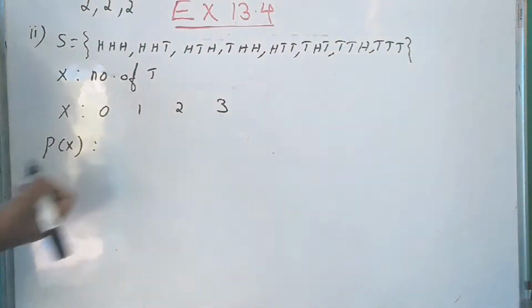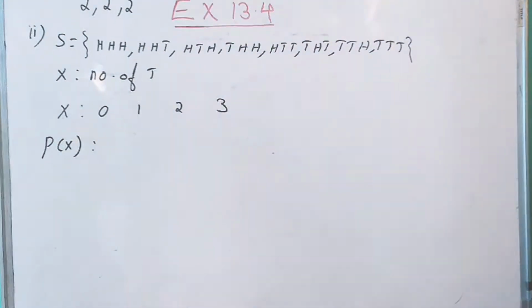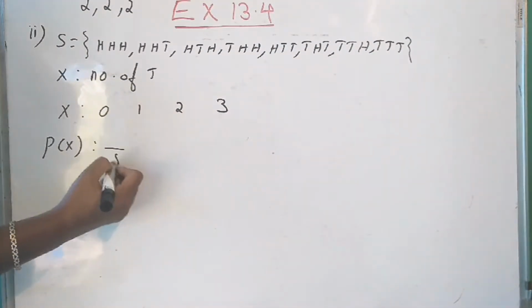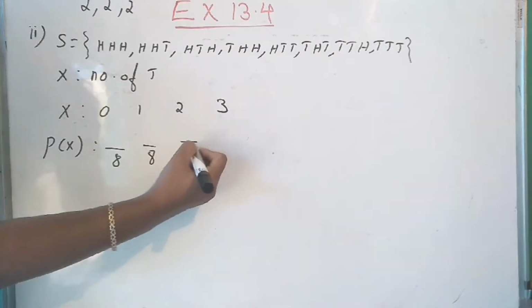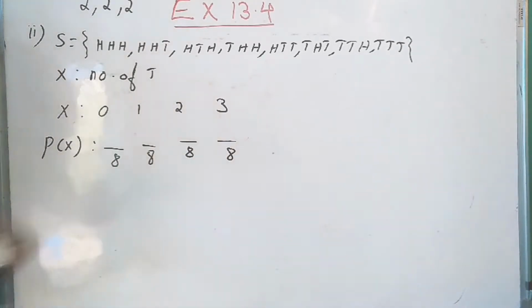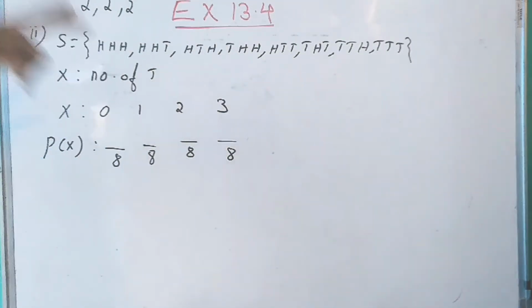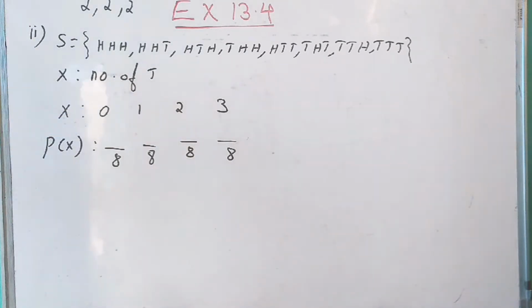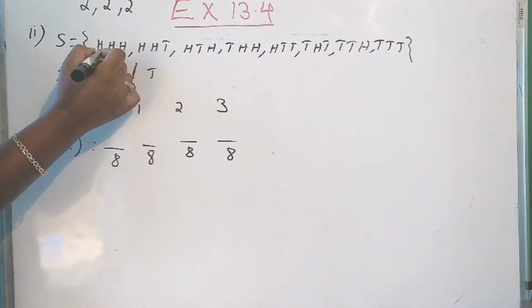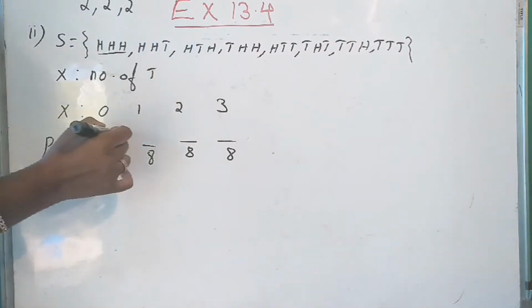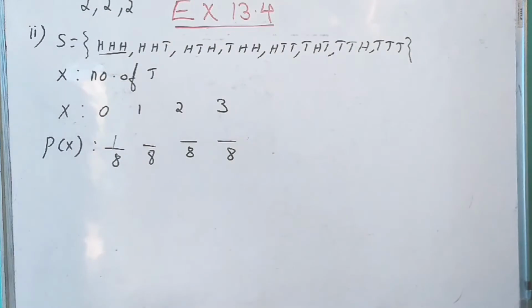How many outcomes give X equal to 0? Anyway, the total number of outcomes here is 8. Now, how many outcomes give the total number of tails equal to 0? Only one outcome gives the total number of tails equal to 0.